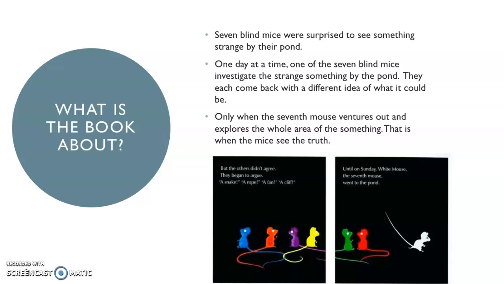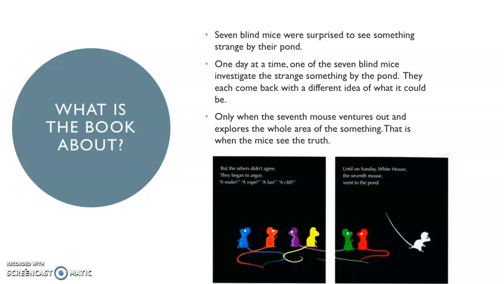What is the book about? Seven mice were surprised to see something strange by their pond. Each mouse, of a different color, one day at a time, takes turns going to investigate. The first 6 mice take their turns exploring different parts of an unknown large object, with all different ideas of what it could be. It's a snake, it's a spear, it's a cliff, it's a fan, and so on. They all disagreed and argued with each other.